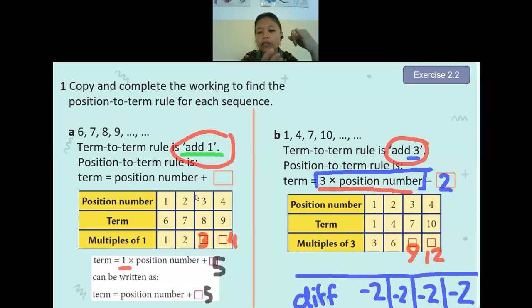And then later if maybe the term to term rule is 9, so later for the position to term rule, it will start with 9 times position number and so on. So the term to term rule and the position to term rule connect to each other. That's why the first thing you have to do is find the term to term rule first. Is there anyone who has difficulties finding the term to term rule?